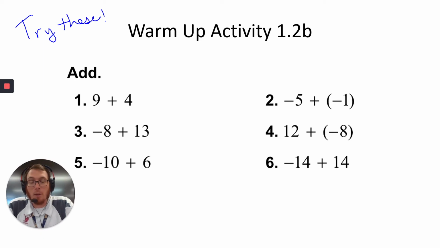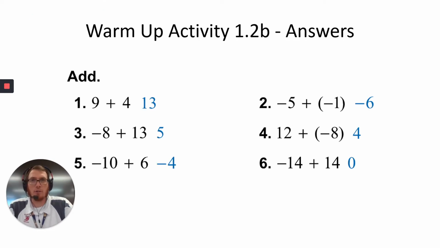Okay, hopefully you either paused the video or went through during the last couple seconds and found these 6 answers. So let's go through these 6 answers and make sure we understand where they're coming from. Number 1 should be 13. That should be the easy one. Just take 9 plus 4, it's 13. Number 2, there's 2 negatives, so you add them up. 5 plus 1 is 6, and it's negative because they're both negative.